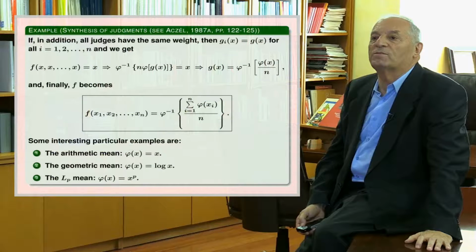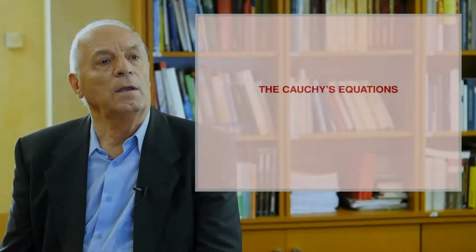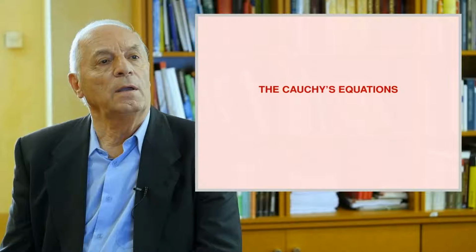If in addition all judges have the same weight, then we will have the condition in the first expression, and finally we will get the final formula for the consensus given in the center part of the transparency. Finally, by choosing different phi functions, we can get different formulas as those indicated: the arithmetic, the geometric, and the Lp means respectively. Next, we dedicate some time to the important Cauchy's equations.